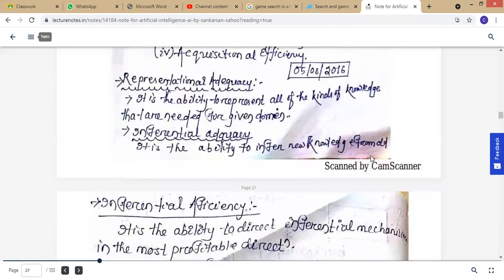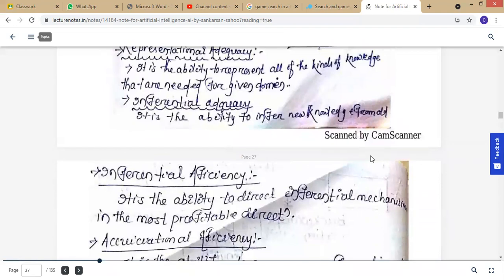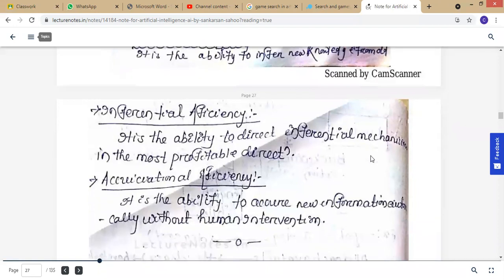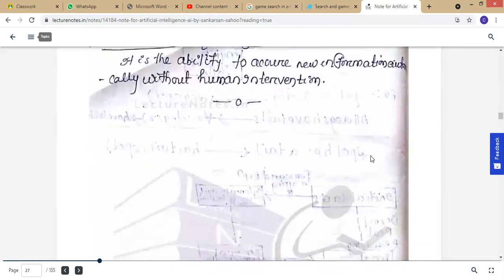First one is representational adequacy. It is the ability to represent all of the kinds of knowledge that are needed for given instances. Inferential adequacy is the ability to infer new knowledge. And inferential efficiency is the ability to direct the inference mechanism in the most direct way. So all these contents are included in representation.